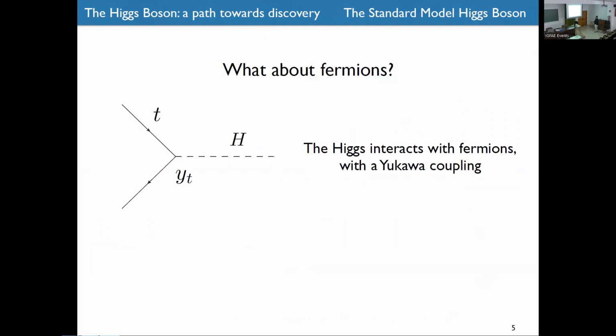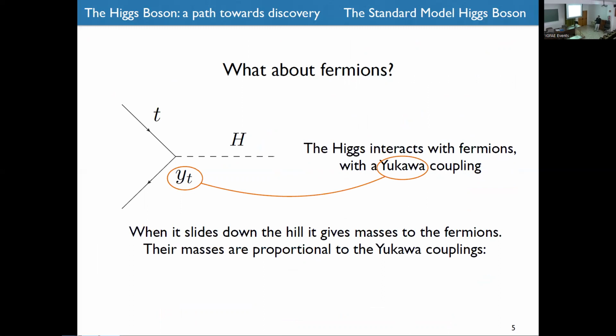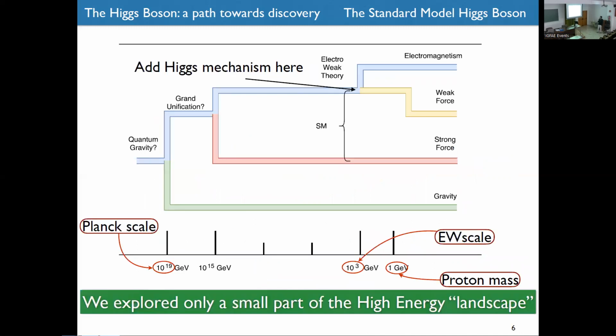What about fermions? The Higgs interacts with fermions with the Yukawa coupling that is represented pictorially here. And with the same sliding, with the same breaking, the Higgs gives a mass to the fermions, and this mass is proportional to the Yukawa coupling. Now, this is a side effect of the Higgs mechanism. It is not its primary role in the standard model, but it's a nice side effect since we know that masses are there.